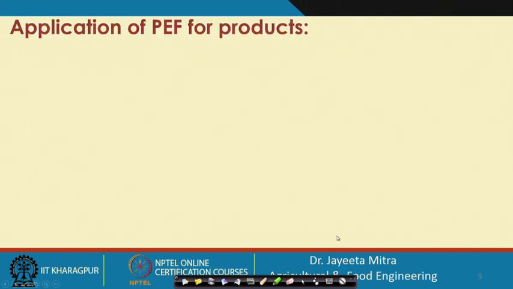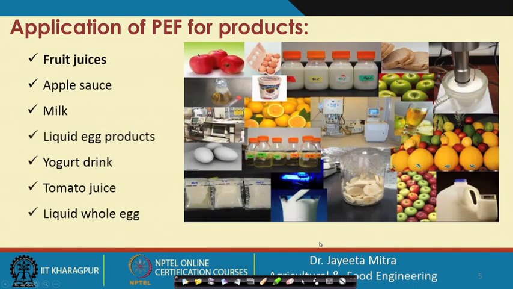So, application of pulsed electric field processing has generally been seen mostly on liquid products. For example, fruit juices, apple sauce, milk, then liquid egg products, yogurt drink, then tomato juice, liquid whole egg. So, basically the pulsed electric field has been applied mostly on this kind of liquid products.